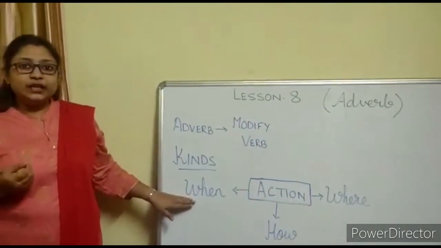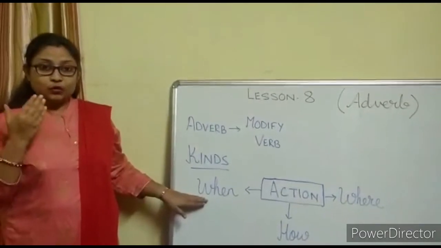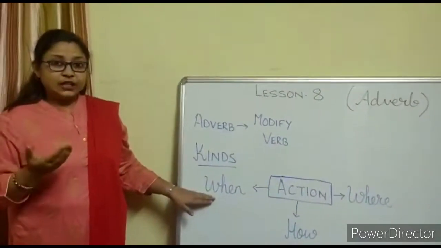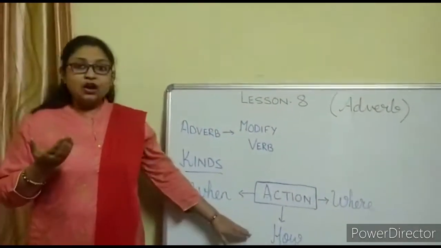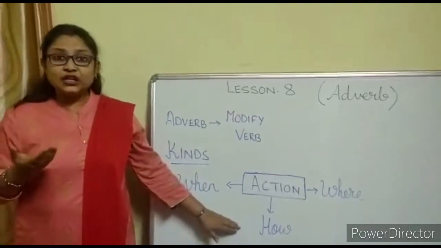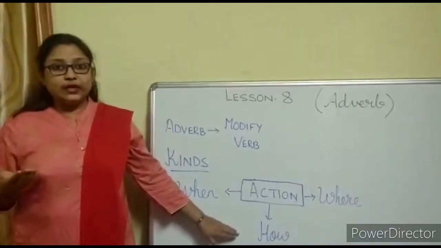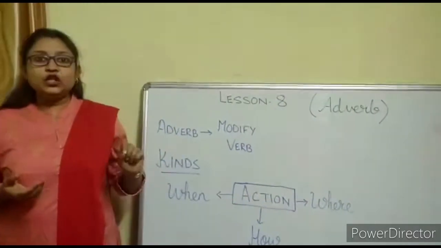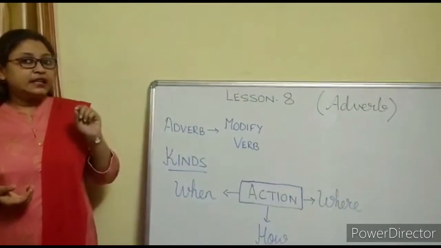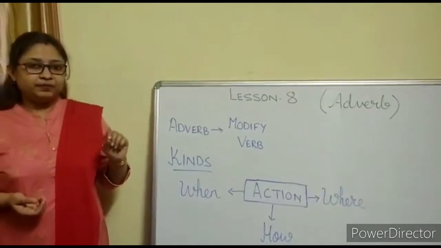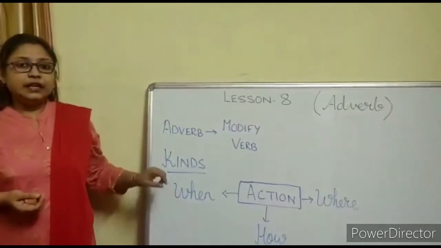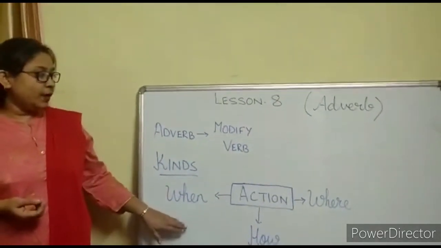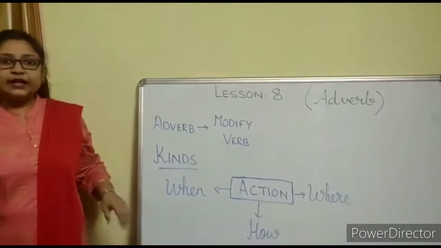So the first one is when. That is when. At what time the action happens. How means in which manner the action happens. Slowly, quickly, beautifully, sweetly. And where means at which place the action happens. So now students, let us read one by one each kind in detail.